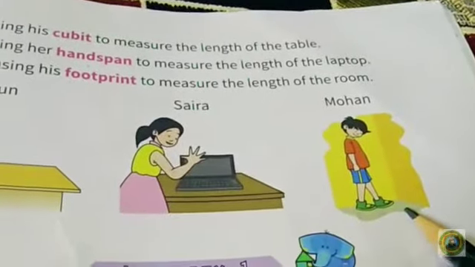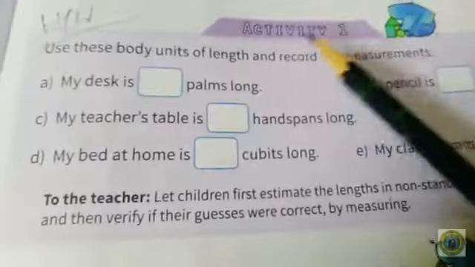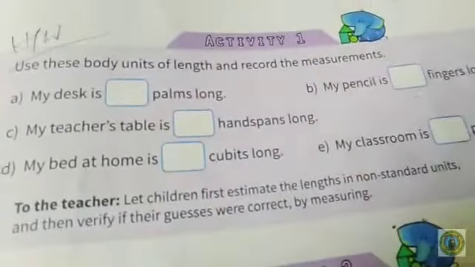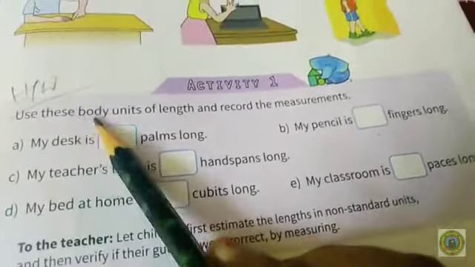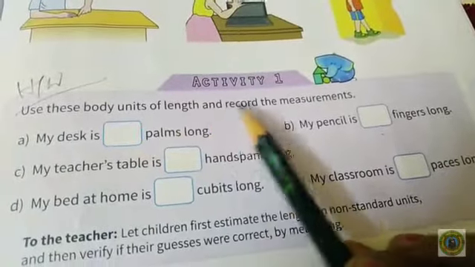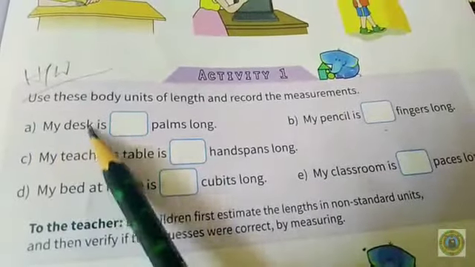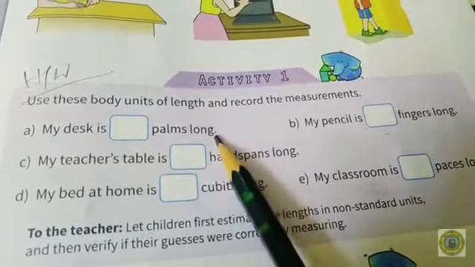See children? Okay. So this is activity 1. So children, this activity you have to do by yourself. Okay. Use these body units to measure length and record the measurements. So first A, my desk is dash palms long.